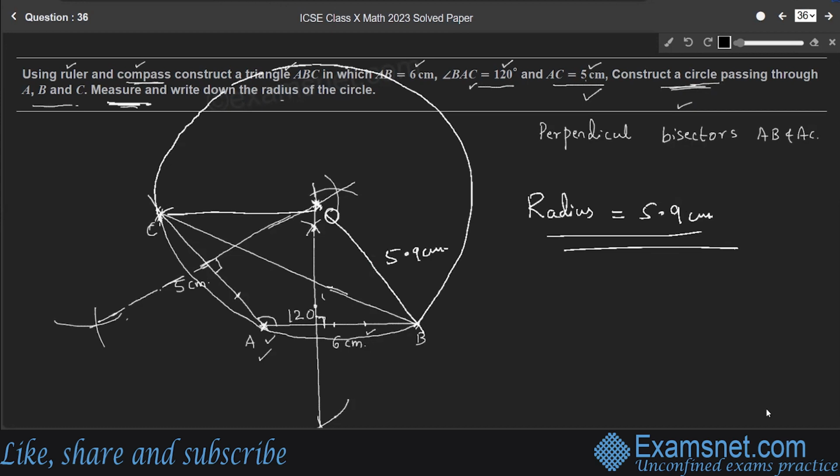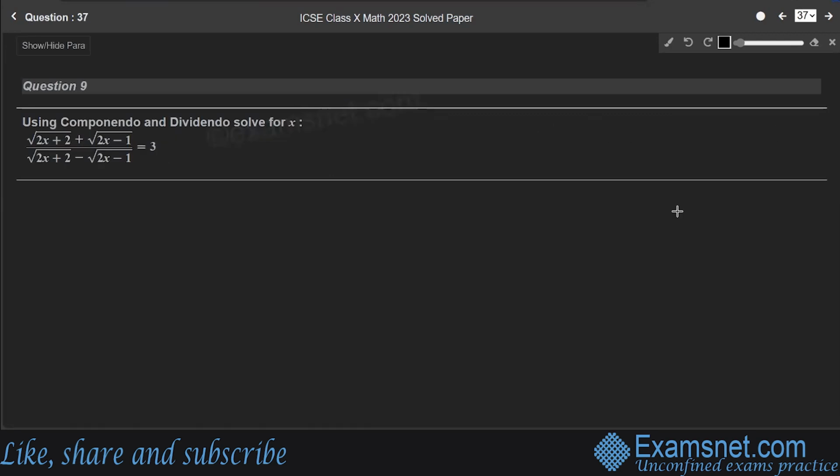Question 37. Here in the question paper, it comes under question number 9. Here the sub question is, using componendo and dividendo rule, solve for x. We need to find the value of x.